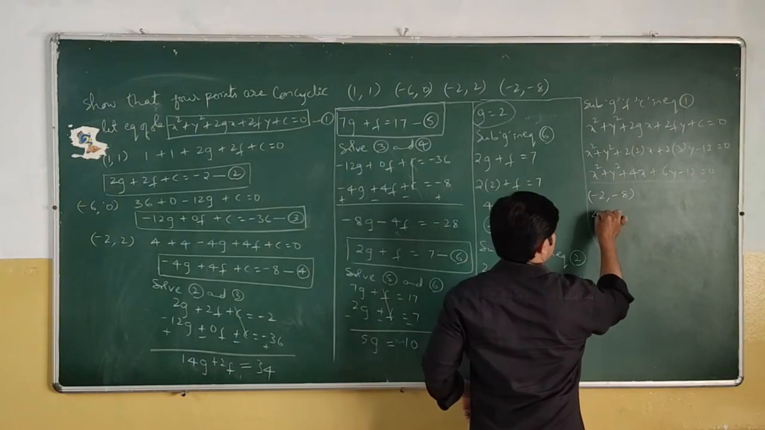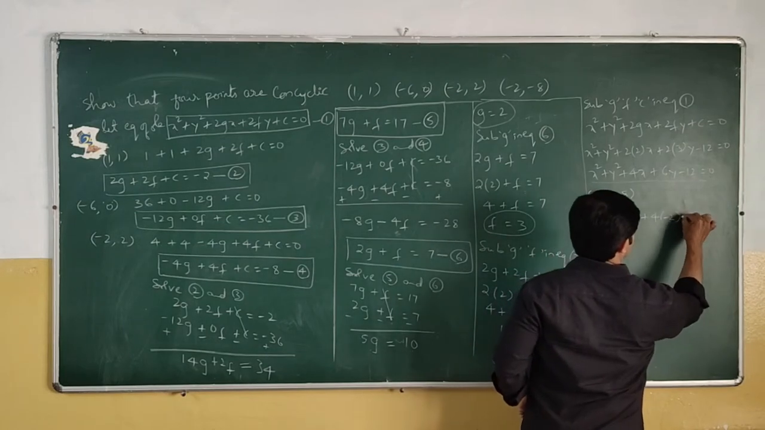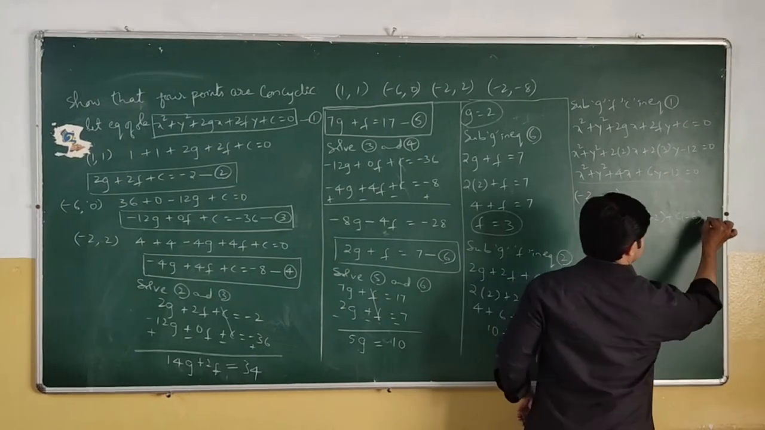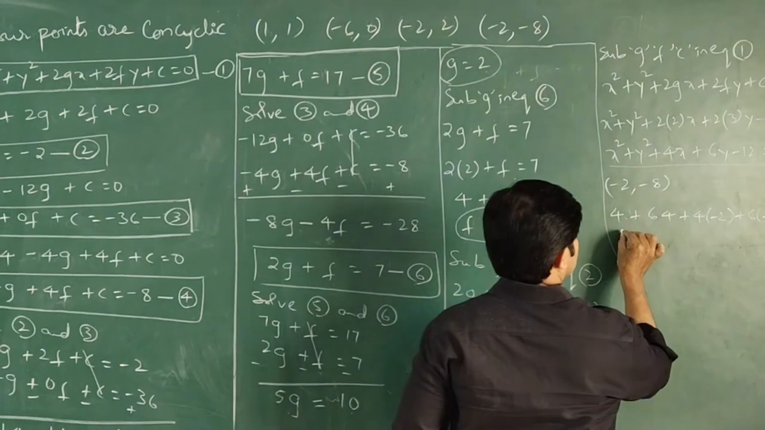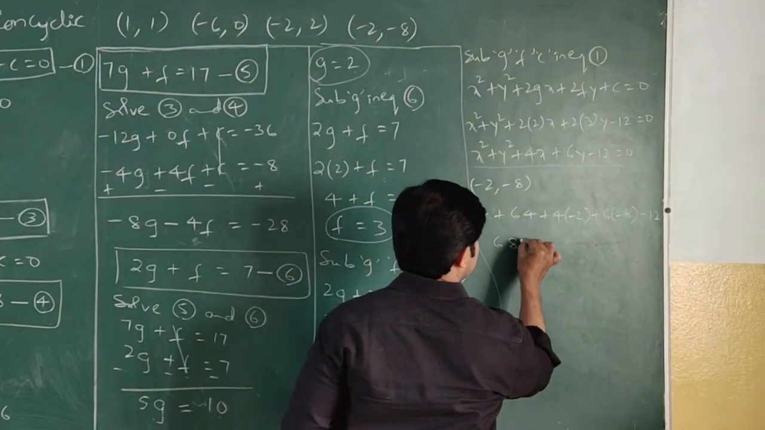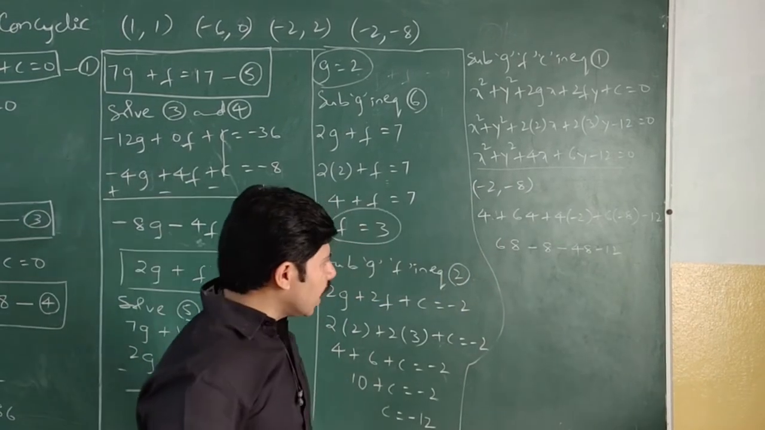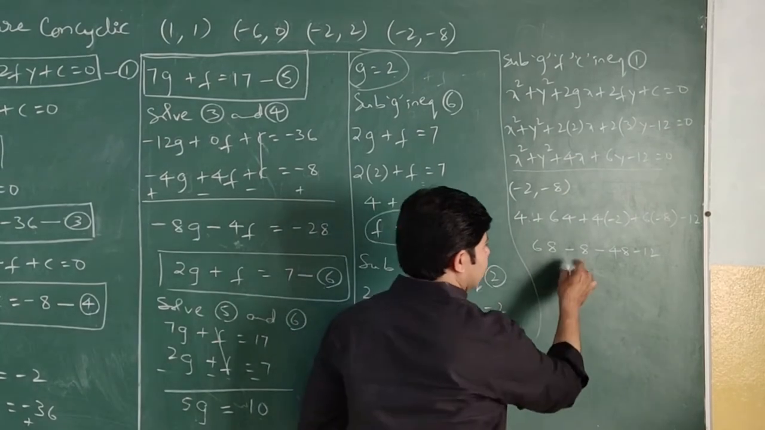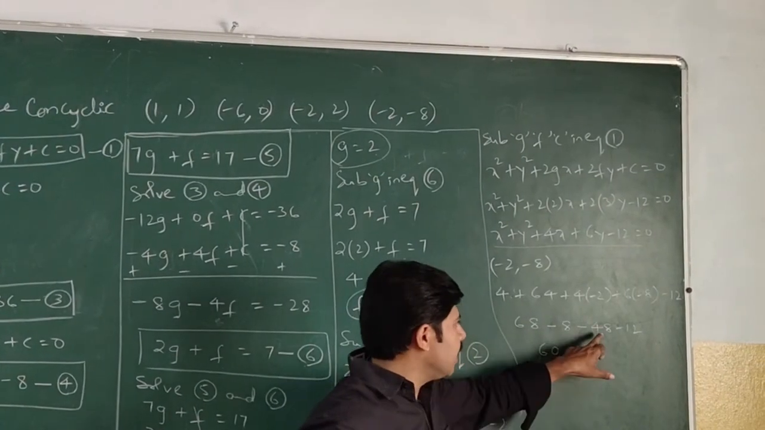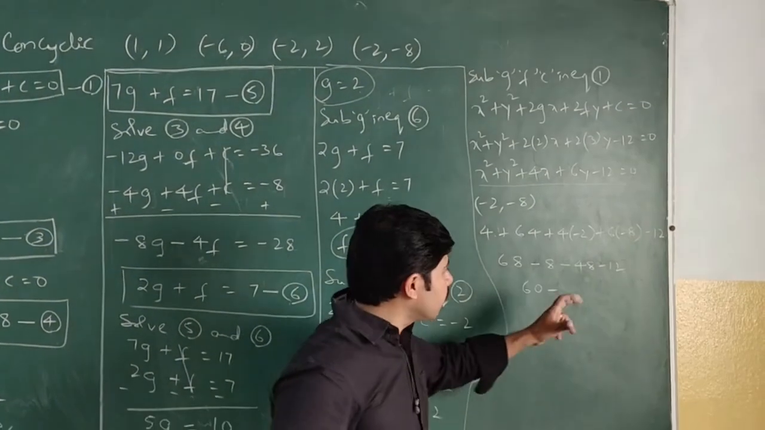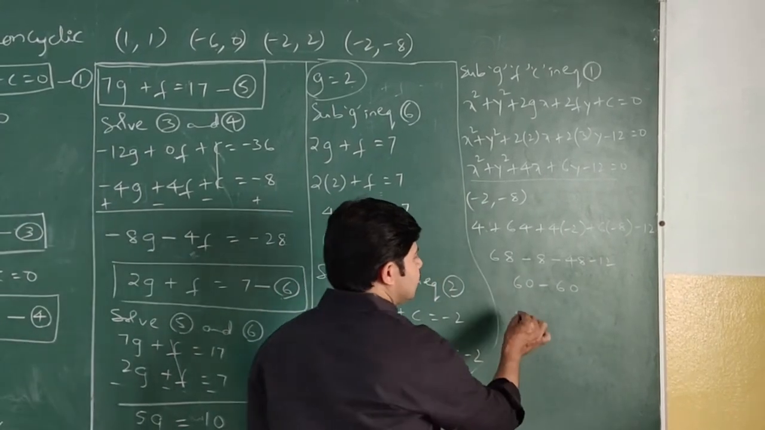So we substitute. Minus 2 squared plus minus 8 squared plus 4 into minus 2 plus 6 into minus 8 minus 12. Our result should be 0. That only we are considering. So 4 plus 64 is 68, minus 8, minus 48, minus 12. 68 minus 8 is 60. Minus 48 minus 12 is minus 60.